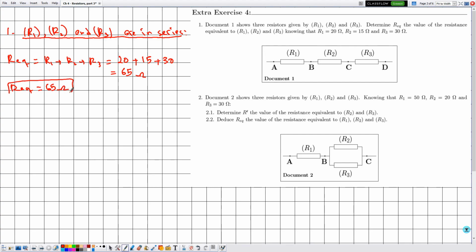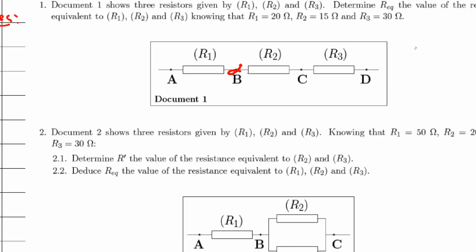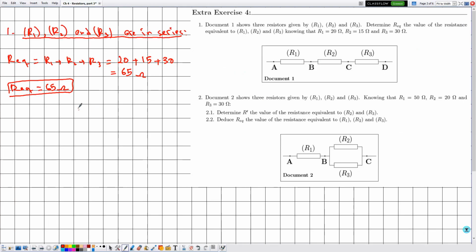And whenever we calculate an equivalent resistor, we represent this equivalent resistor replacing the resistors. In this case, they are given by R1, R2 and R3. So the points B and C will disappear and R equivalent will be across the terminals A and D. This is the point A, this is the point D, this is R equivalent of value R equivalent is equal to 65 ohms.